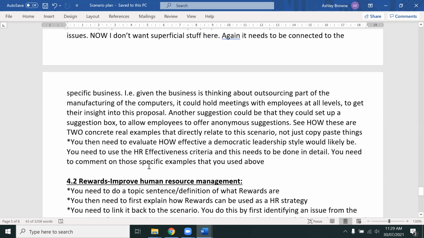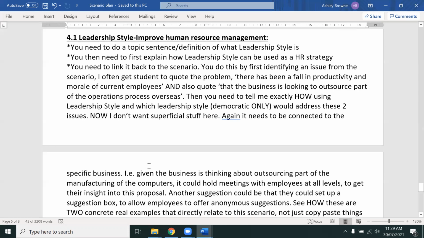In terms of the two subheadings, leadership style, improve human resource management. Yeah. So topic sentence, what is leadership style? What's democratic leadership style? Add that in there as well, because that's the one you're going to talk about. Now, then you need to explain how leadership style can be used as a HR strategy. Even though it's an evaluate, do the explanation first. You're building up to it.